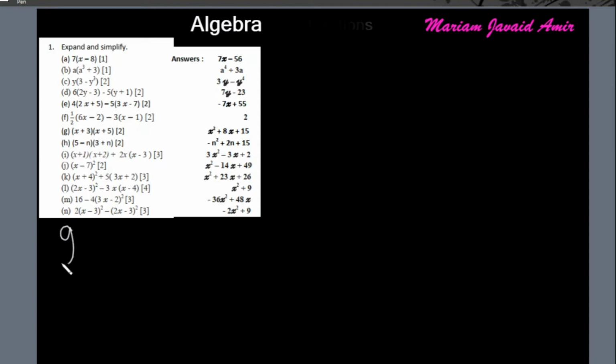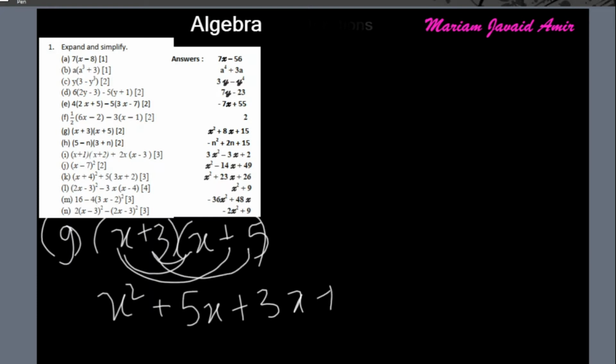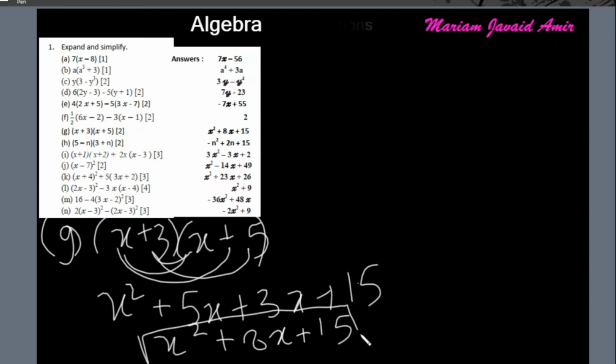Okay, next is part G, which is (x plus 3) times (x plus 5). So first we multiply x with x, we get x squared, plus then x with 5, we get 5x, plus then 3 with x, we get 3x, then 3 with 5, we get plus 15. So we get x squared plus 8x plus 15. Answer for part G.